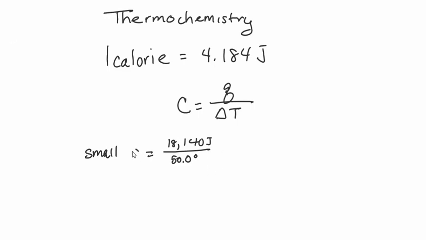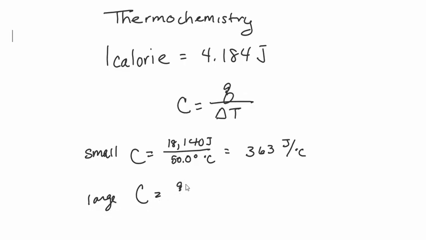Then we can find the heat capacity by taking the heat and dividing it by the change in temperature to get 363 joules per degree Celsius. So that's how much energy is required to change this mass, this matter, by 1 degree Celsius. So we have a large pan as well.